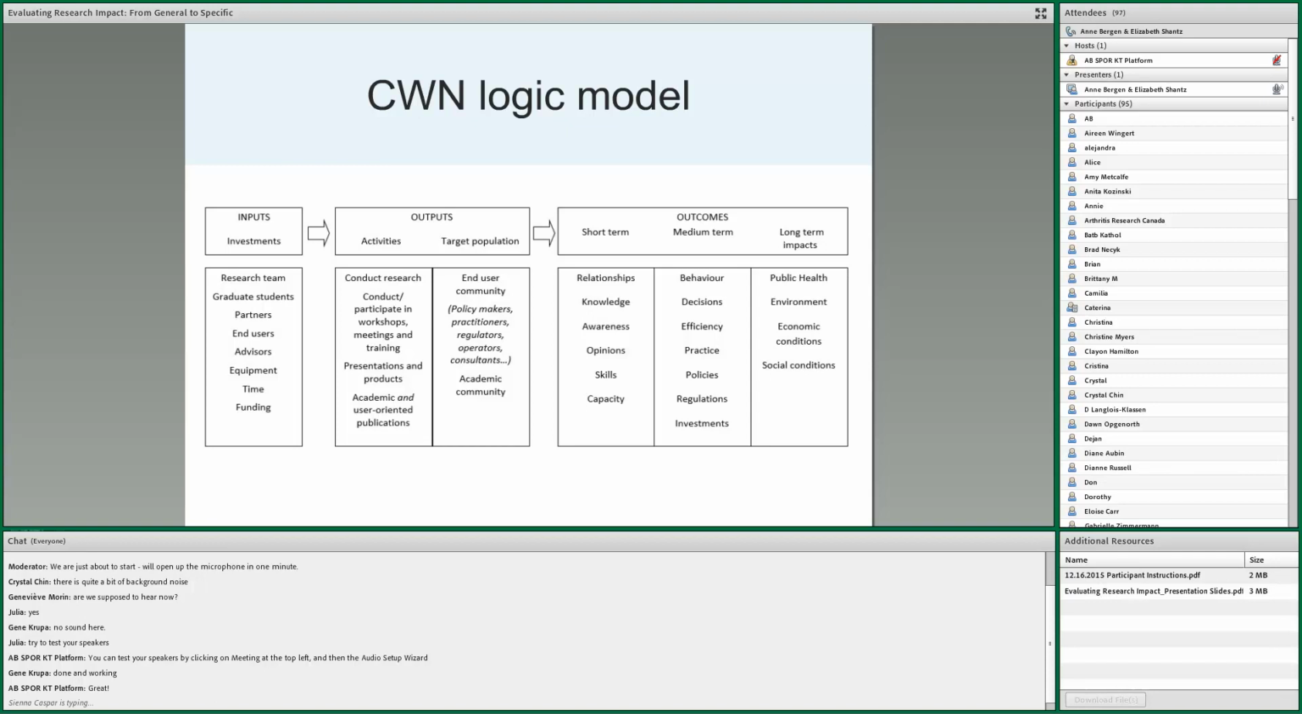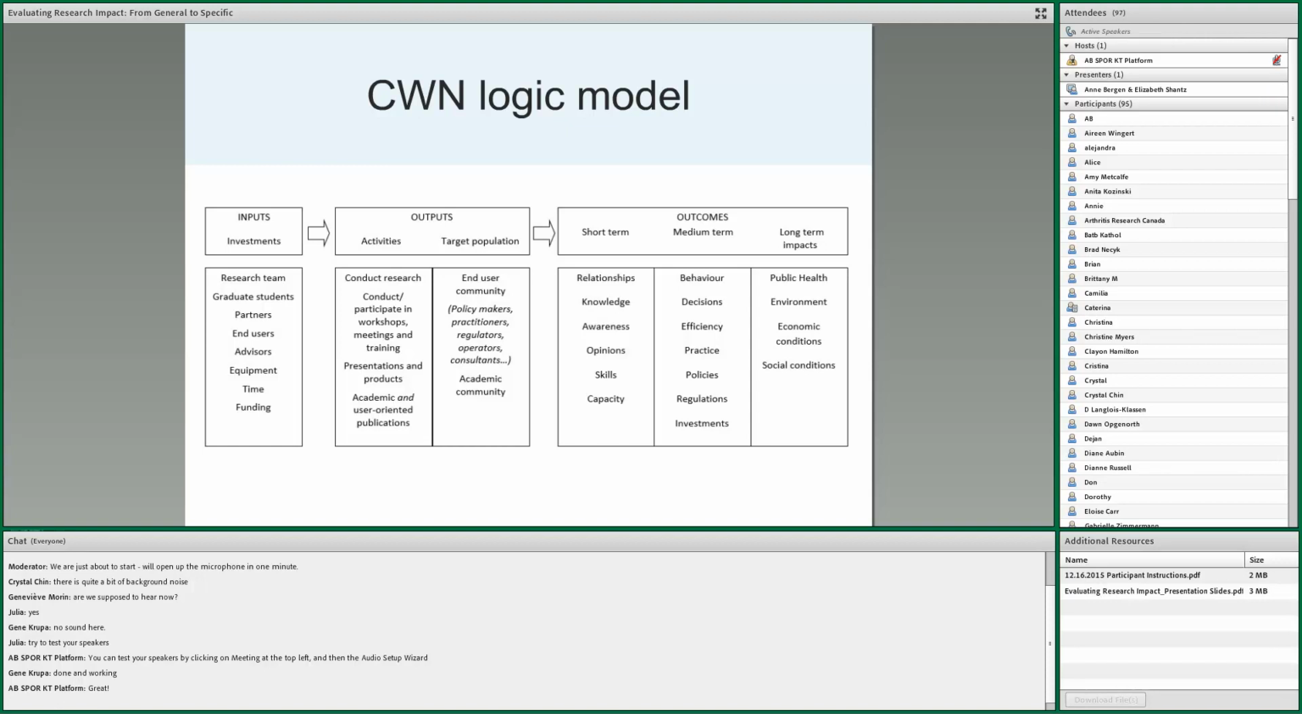So what went into each project in terms of the research team, the partners, students, and the funding that was available for the project. Secondly, we were interested in the activities that were done and the outputs or the products that were created during the project, including reports, workshops, meetings, and publications. And we looked at each of these outputs and categorized them according to the intended audience.